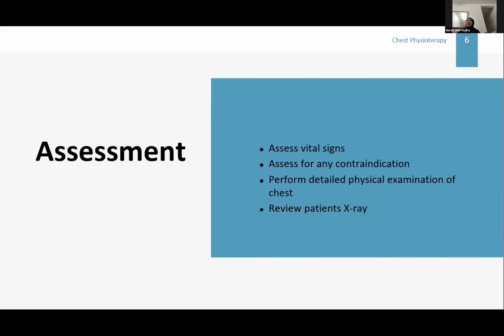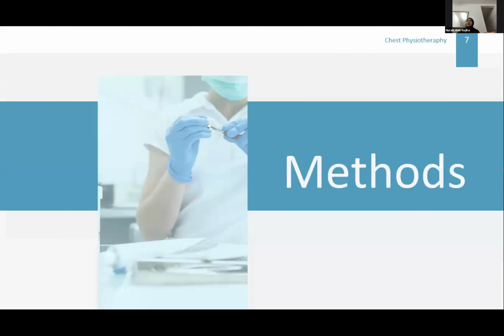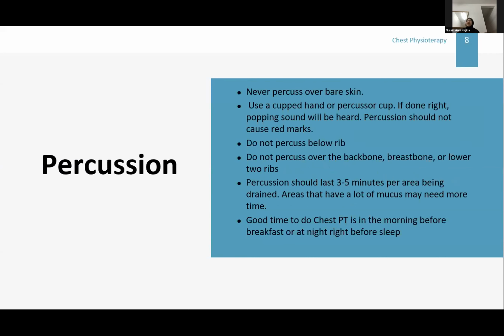Next is assessment. First, we must assess the vital signs, assess whether the patient has any contraindication that might stop the procedure from proceeding, and then perform a detailed physical examination or review the patient's x-ray. Then the methods for the procedure. First is percussion. You must put a thin layer of cloth, never percuss over bare skin, and then you can use a cupped hand or percussor cup. If done right, a popping sound will be heard. Percussion should not cause any red marks on the skin of the patient, and it also does not cause any pain.